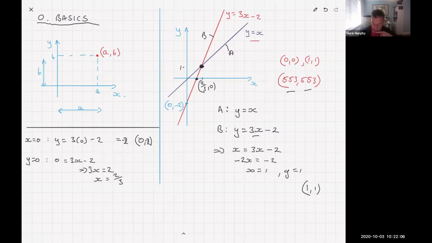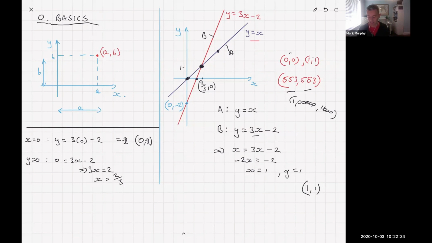And I was just writing out a list of numbers that are on that line. For example, 0, 0 is on the line. That's 0, 0 there, just highlighted in black. 1, 1 is on the line. 2, 2 is on the line. And then I was just giving a random number, 553: the coordinate 553 on the x and 553 on the y is also on the line. That's all I was showing there. For example, 1 million, whatever, the coordinate 1 million, 1 million is also on that line.